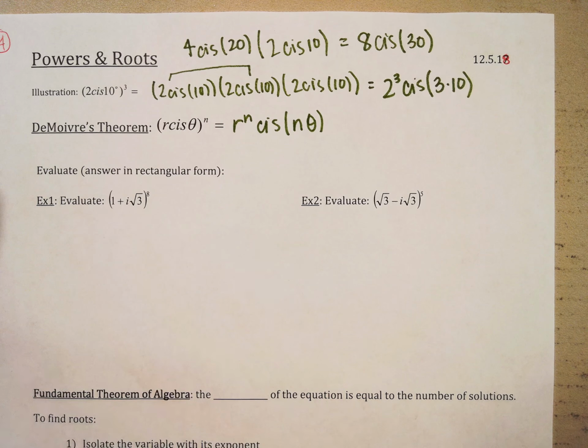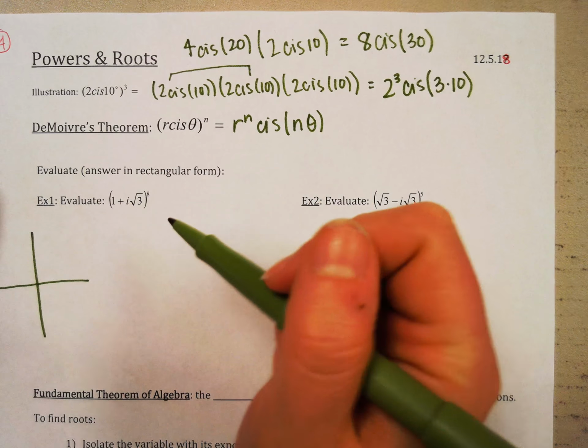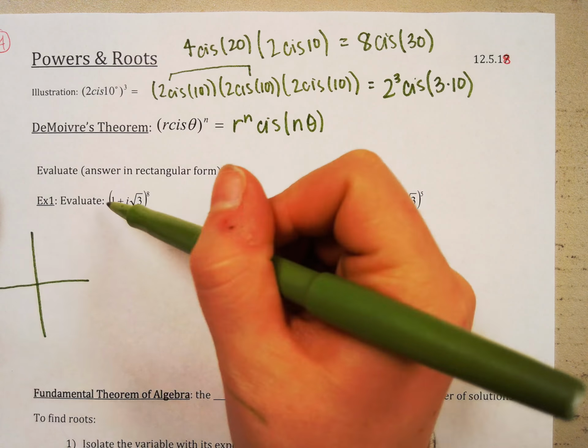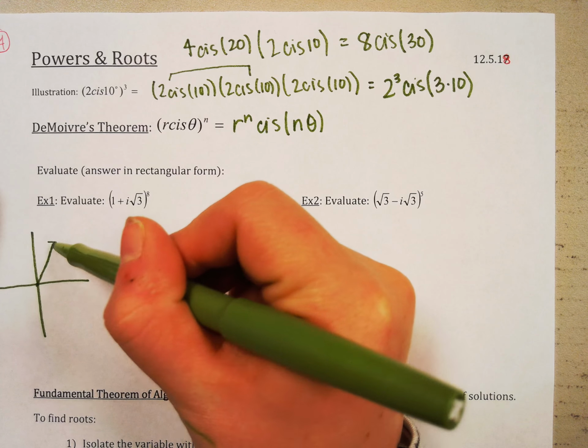When we have something like this to the 8th power, we could start by expanding all that out. Like we could do 1 plus i root 3 times 1 plus i root 3 times 1 plus i root 3 times 1 plus i root 3, and you'd get something that's really crazy. It would take you forever to simplify, but if I use de Moivre's theorem and put it into polar form, this would have a real component of 1 and an imaginary component of root 3.